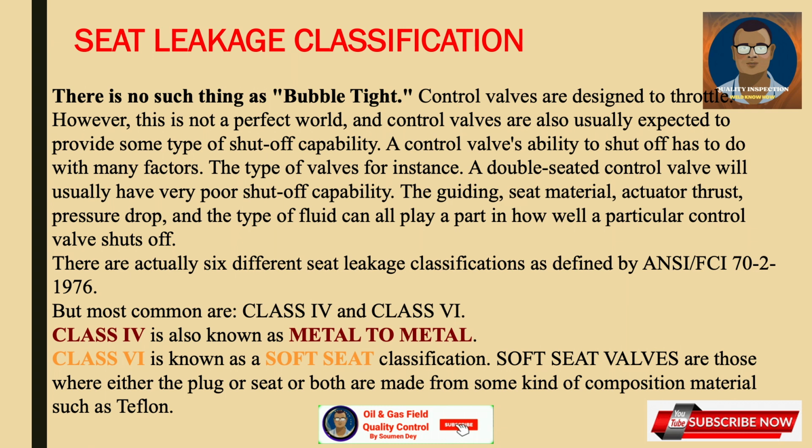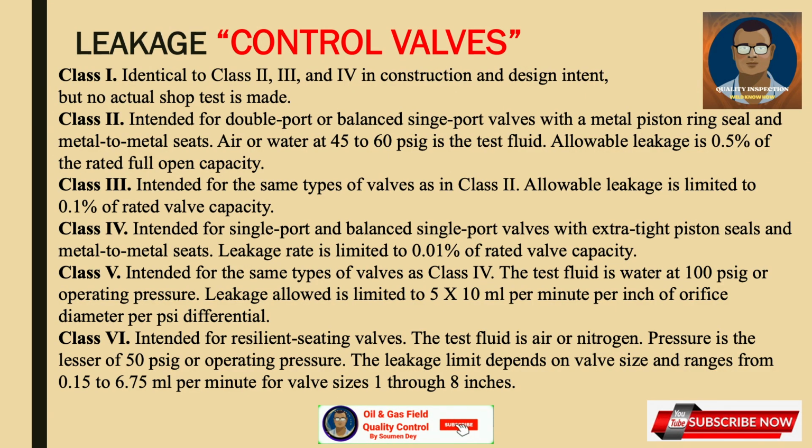Soft seat valves are those where either the plug or seat or both are made from a composition material such as Teflon. Let us see what the leakage of control valves is for different classes. Class 1 is identical to Class 2, 3 and 4 in construction and design intent, but no actual shop test is made. Class 2 is intended for double port balanced hinge port valve with a metal piston ring seal and metal to metal seats. Air or water at 45 to 60 psig is the test fluid.